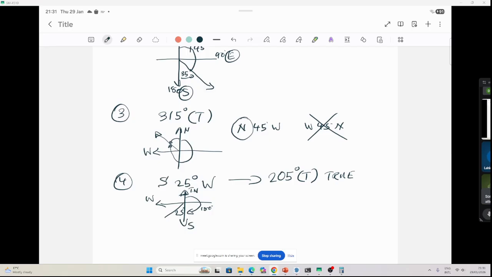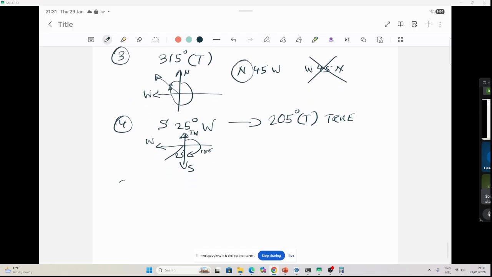Right. So shall we convert one more? Then we'll go to the next part. Okay, north 0.5 degrees west. Convert this into three digits.